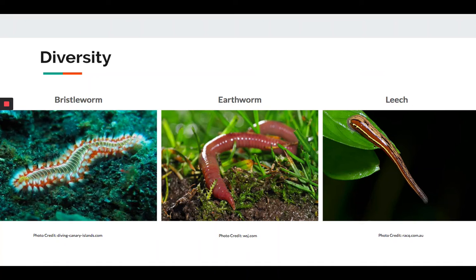For example, the photo on the left shows the common marine annelid, the bristleworm. Bristleworms have chaetae, or bristles, projecting from the parapodia that can penetrate cuticles and cause a burning or stinging sensation. The middle picture shows a terrestrial earthworm, and leeches are shown on the right, which dwell in both land and salt or fresh water. Although most leeches prefer shallow freshwater.